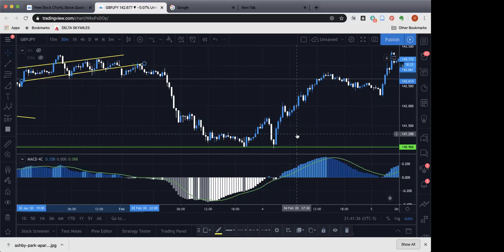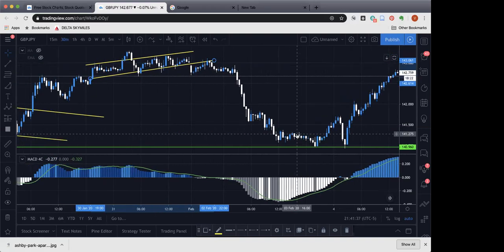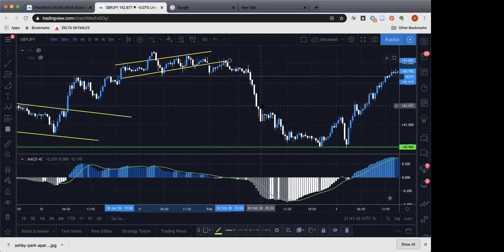Exactly, but notice it was that ascending channel. It broke out, retested, came down, and what is this? Right here, again in the zone, right here.